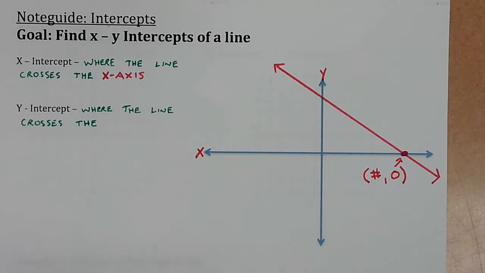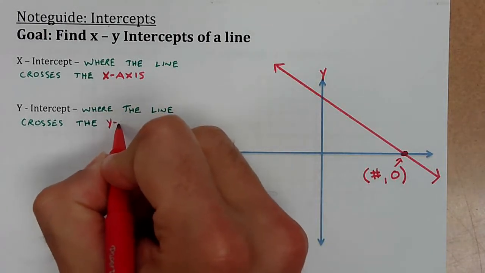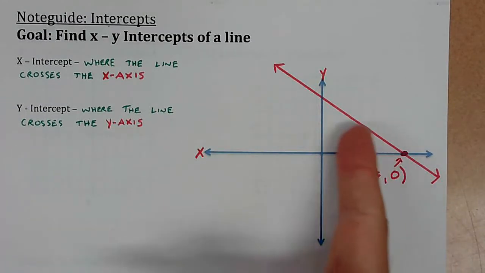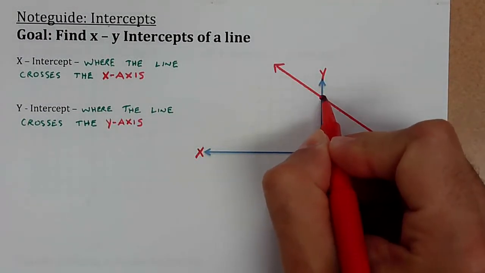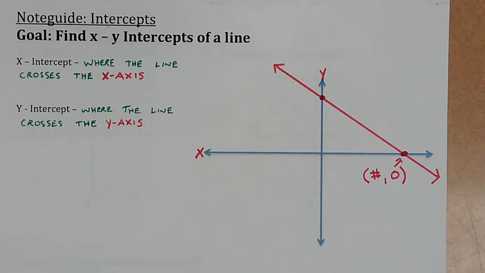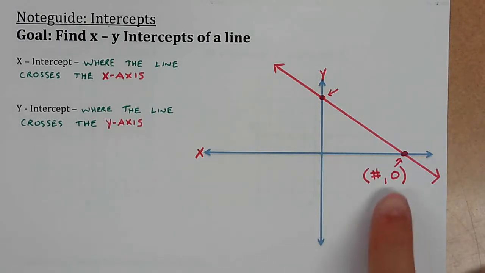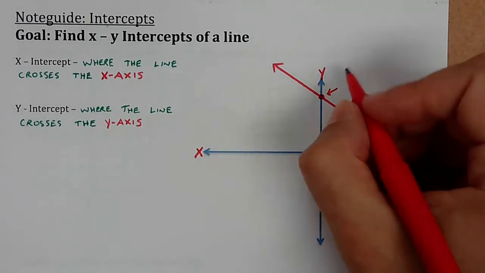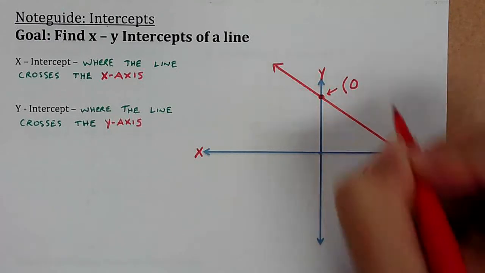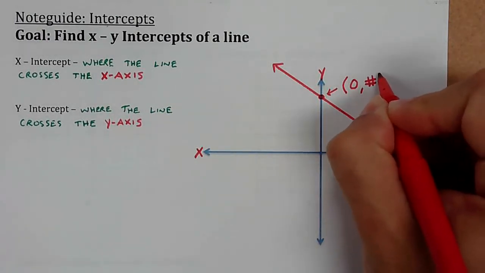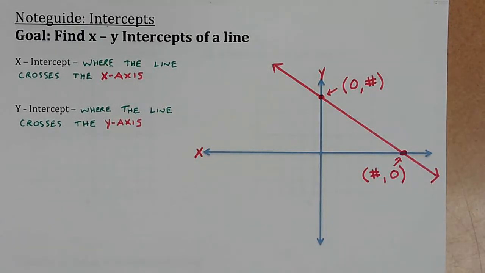The y-intercept is where the line will cross the y-axis. This red line crosses our y-axis at this point here. So whatever number that is, is considered our y-intercept. The key characteristic for the y-intercept, similar to the x-intercept, is that it has an x-coordinate of 0 and a y-coordinate that is the number that it crosses at the y-axis.